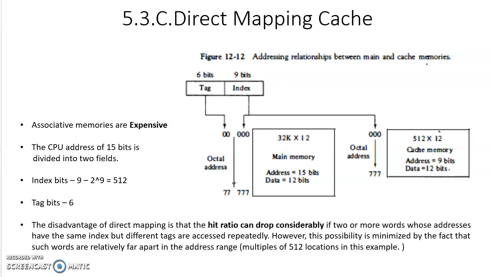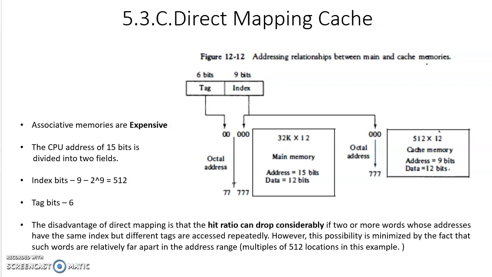In the previous class we have seen the introduction to the cache, why the cache memory was invented: to increase the speed of the processing and to reduce the memory access time, the average memory access time. And we found that there are three different types of mappings. One is associative mapping, second one is direct mapping, third one is set associative mapping.